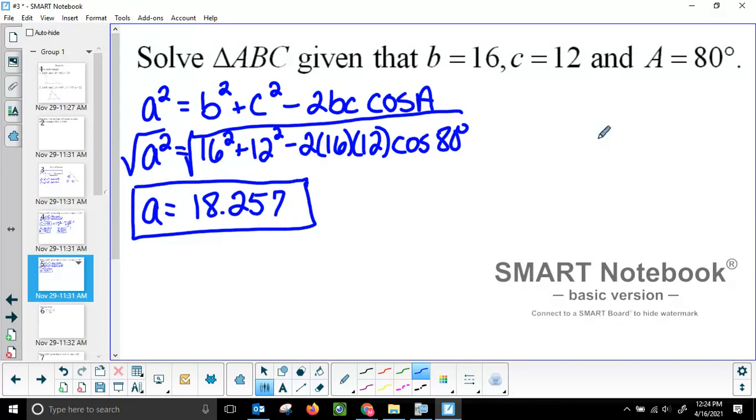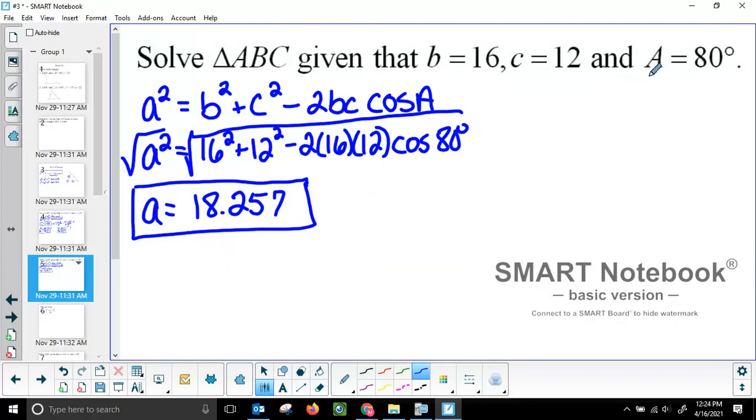So now we need to find one of our missing angles, either B or C. In this case, because A is our biggest side, we know A is our biggest angle, so we know that both of these are going to be acute. It doesn't really matter which one you find, but just to get in the habit, I would find the smaller angle first, so that when it is a problem, it doesn't become a problem for you.